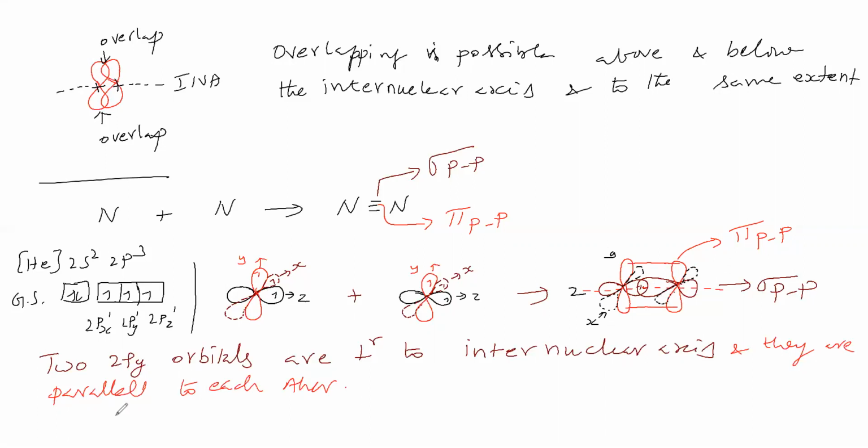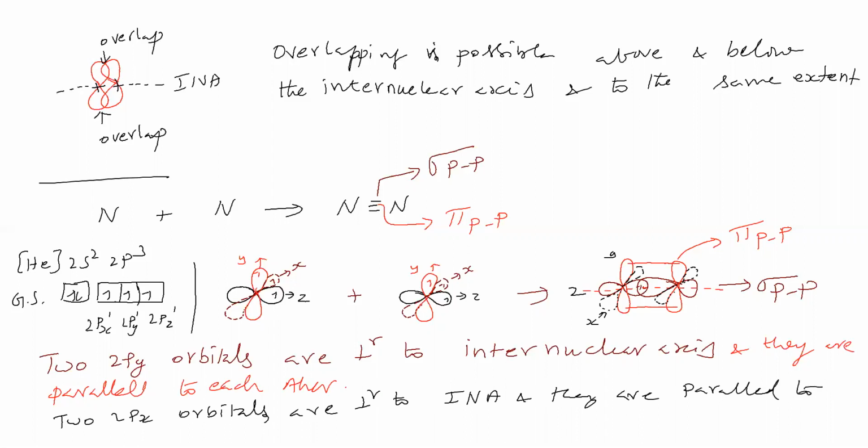Now, two 2px atomic orbitals are perpendicular to the internuclear axis, and they are parallel to each other. Therefore, between them, lateral overlap is possible. This 2px atomic orbital and this 2px atomic orbital undergo lateral overlapping.